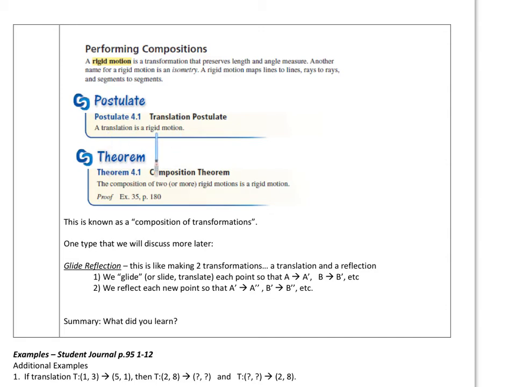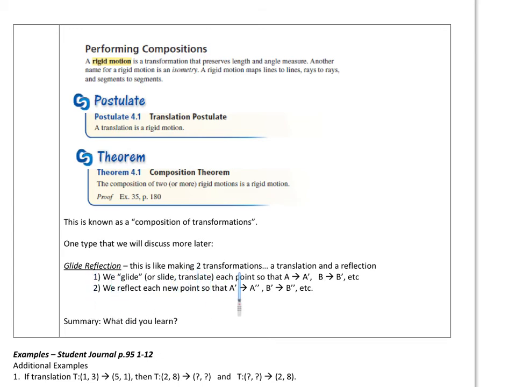A translation is a rigid motion, and the composition of two rigid motions is a rigid motion. What do I mean by that? Well, that means I'm going to move it here, and then I'm going to move it here. So that's a composition of two separate things. So it's two motions, and it's not going to change the size or shape of it. You can have more than two. I can move it here, I can move it up, I can move it over, so you can have two or more. Okay, two or more, and we'll discuss more of these later, but let's talk about this first kind, a glide reflection.